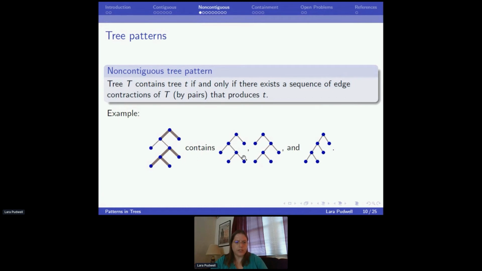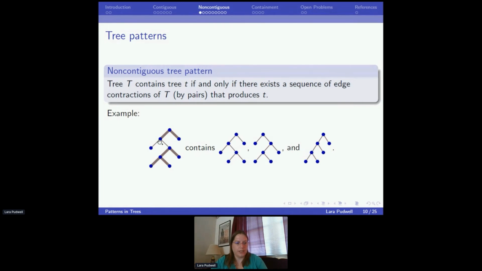So these are the same trees you saw on my previous example slide. But now, instead of having to be there contiguously, you're allowed to contract pairs of edges that had the same parent to get a tree that looks like your pattern. So these two contiguous patterns are still there. If I want to find this tree, I look at the top and I contract these two bottom edges into a point, and I've got the first pattern. If I want to find this one, it's still in the same place.